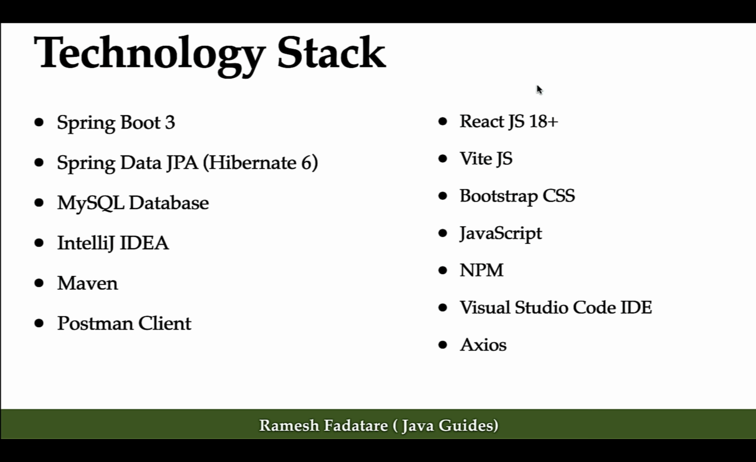Next, at the front end, we are going to use ReactJS 18+, and we'll use Vite as a build tool, and then we'll use the Bootstrap CSS framework to style the web pages. Next, we'll use JavaScript. Next, we'll use npm as a package manager. Next, we'll use Visual Studio Code IDE to develop the React application. Next, we'll use the Axios HTTP library to make REST API calls in a React application. So this is the technology stack that we are going to use to develop our employee management full stack project.